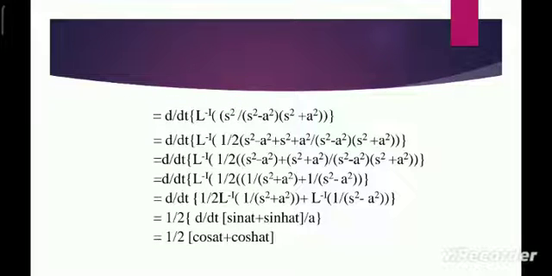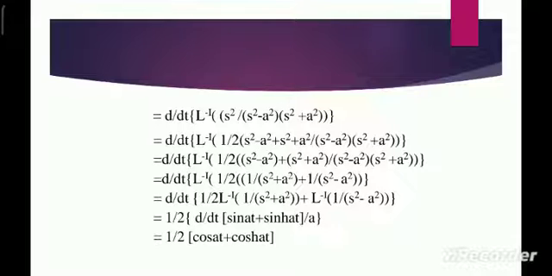Now s power 4 minus a power 4 is in the form of (s squared) the whole squared minus (a squared) the whole squared, which is in the form a squared minus b squared. We know a squared minus b squared is a plus b into a minus b. Here a is s squared and b is a squared. Therefore, the denominator expression becomes s squared minus a squared into s squared plus a squared.